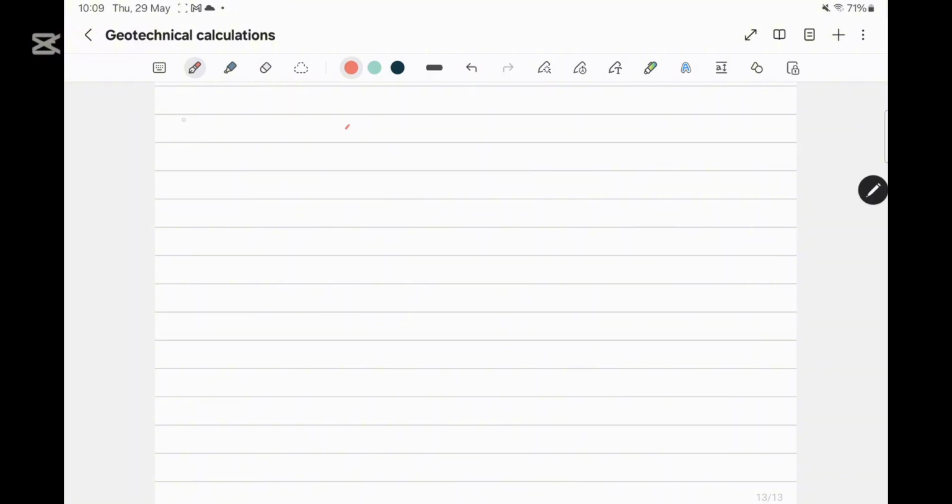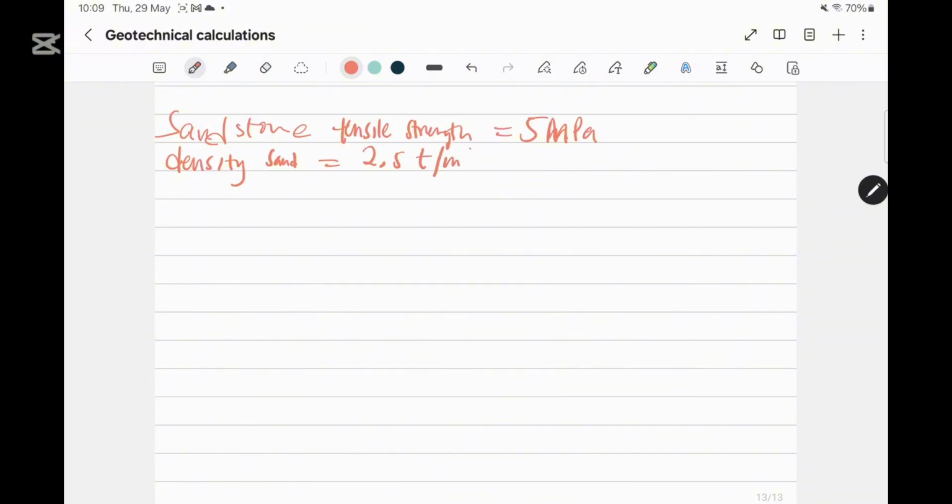We're given that the sandstone tensile strength is 5 megapascals. Then we're also told that the density of sandstone is equal to 2.5 tons per meter cubed.